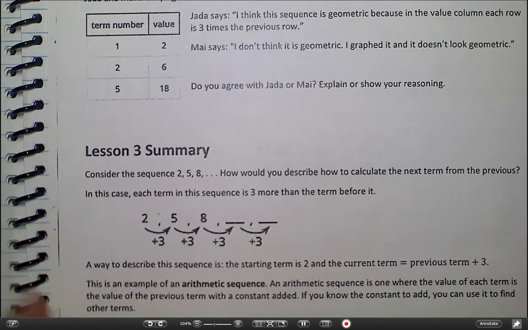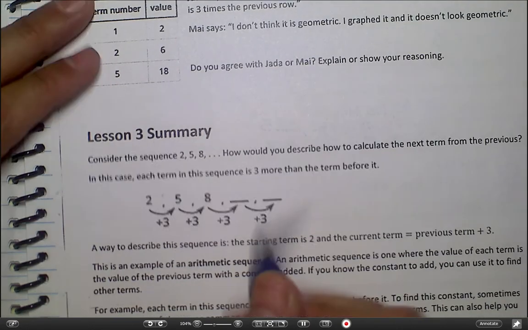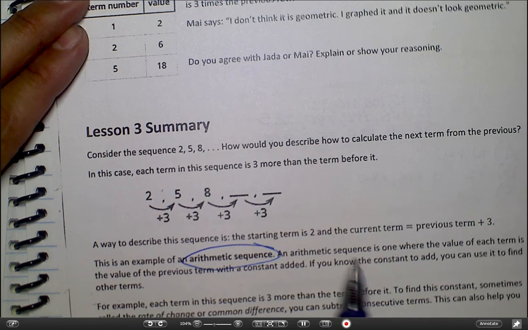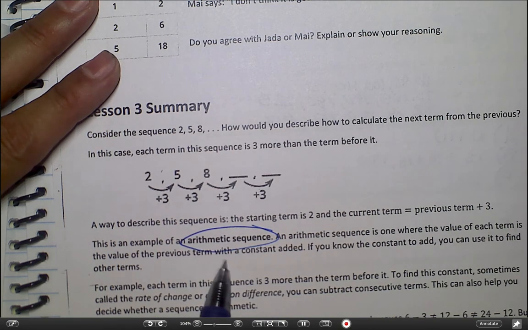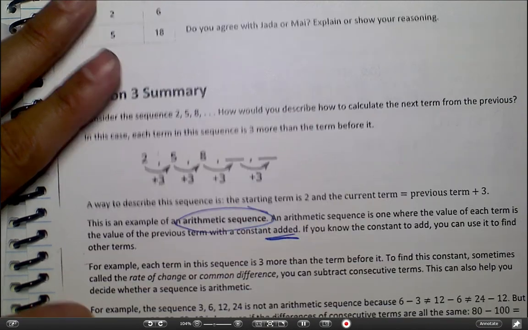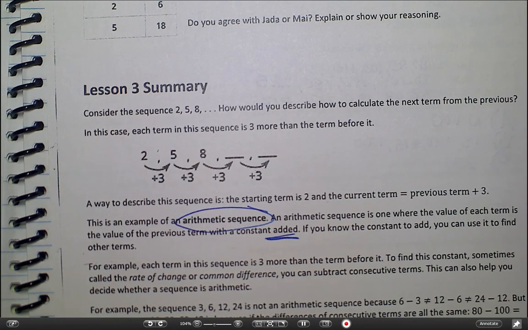Where arithmetic sequence, it's right here on the back. Example, arithmetic sequence: a sequence where the value of each term is the value of the previous term with a constant added. So arithmetic is adding and subtracting to the previous. Geometric is multiplying and dividing.